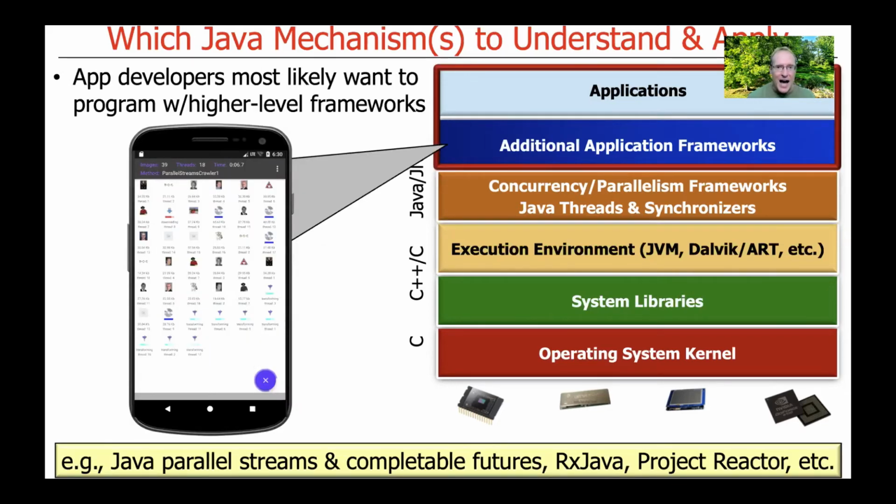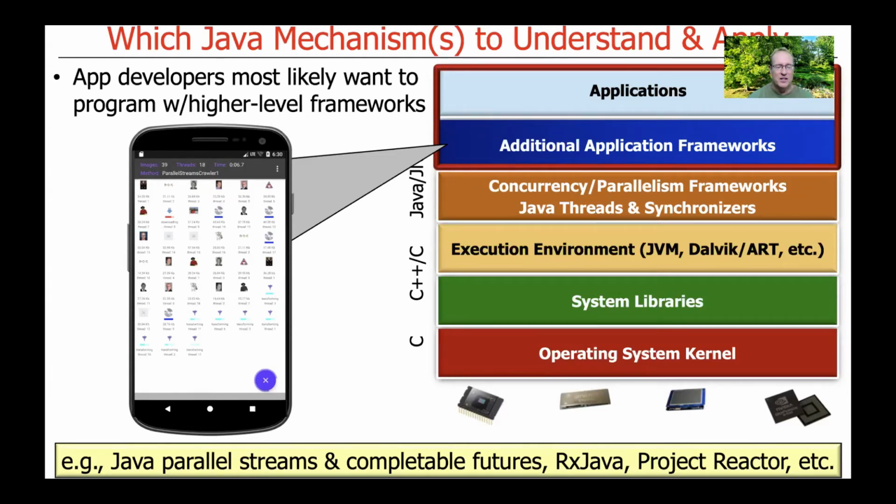Now, if you're building apps, and in our course, we're building the image crawler app over and over again with different mechanisms, app developers typically want to use higher level frameworks. They don't really want to be bothered with shared object synchronizers. They often don't really want to have to think about spawning threads and passing messages. Those are concerns that are really below the radar screen, or below the waterline, for people who are trying to build apps with various cool features to delight the users. And so they're most likely to want to use higher level frameworks.